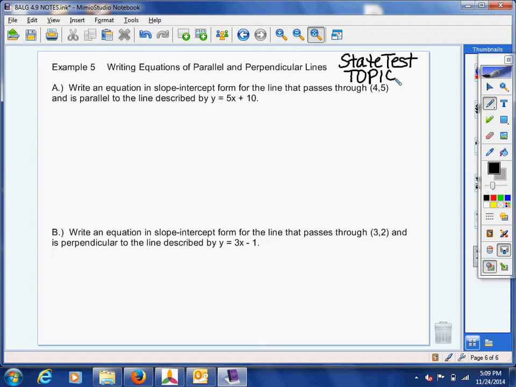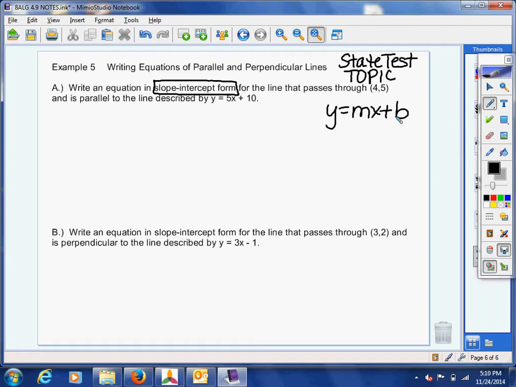So example 5, writing equations of parallel and perpendicular lines. Let's take a look at the very first one, letter A, and this is what it says. Write an equation in slope-intercept form. So right off the bat, we know that our final product needs to be y equals mx plus b. That's your final product. We may be able to write it directly in that form. We may have to bypass it and do a couple of other things first before we get there.